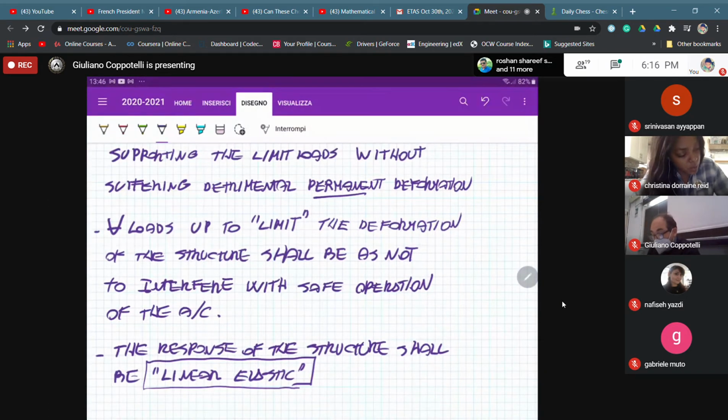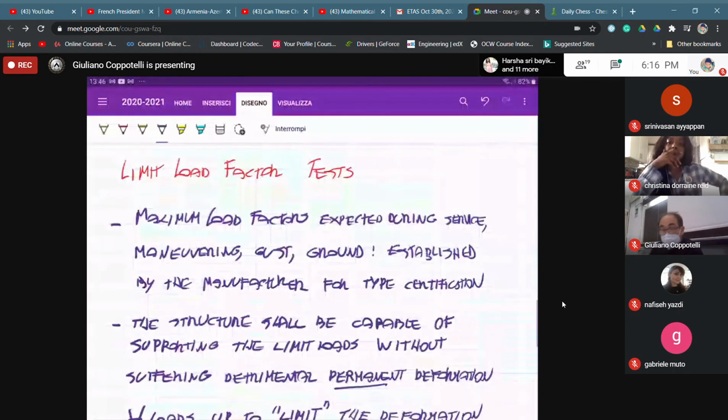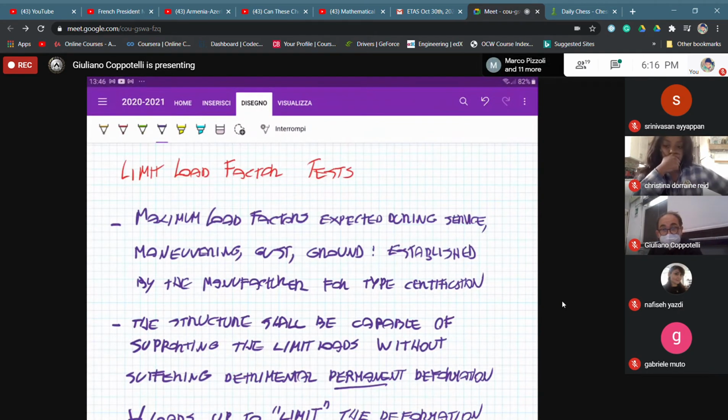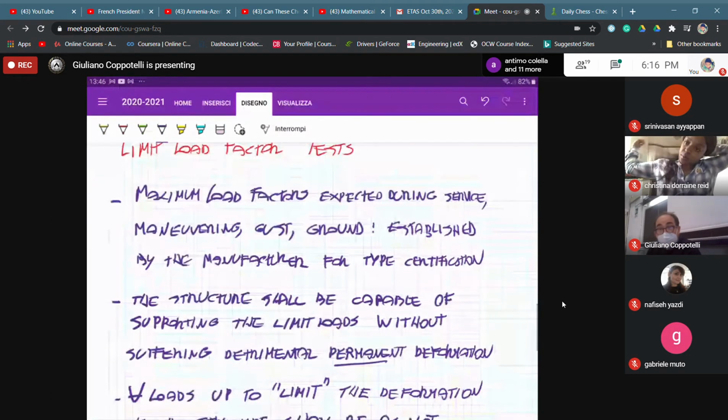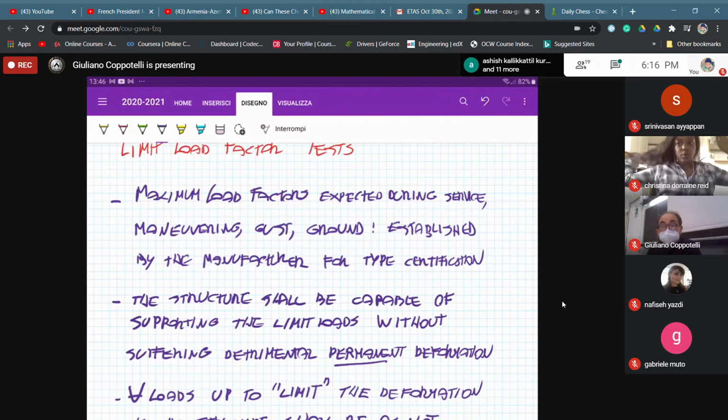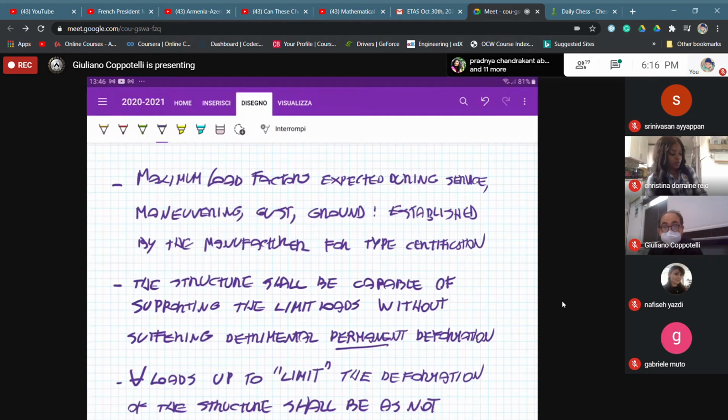So going back a little bit, limit load factor tests are characterized first by loading the structure with the maximum loading that we can have during flight, during our normal operations. What are these normal operations? Maneuvering, gust, fly maneuvers, okay, ground, okay? And these types of loading are given to you by your friends in the loading department. And of course, they depend on the certification type that you, as the manufacturer, are looking for, okay? Different from country to country, but however, there are EASA or FAR that are telling you what are the typical loading conditions for a prescribed certification.